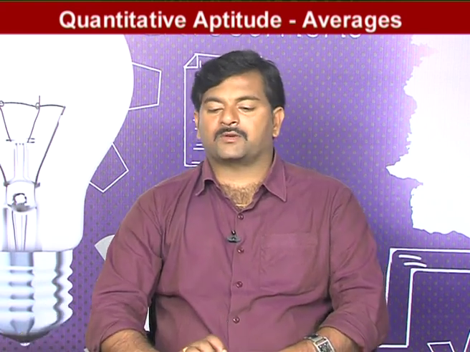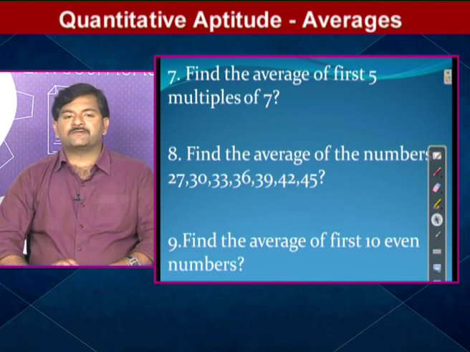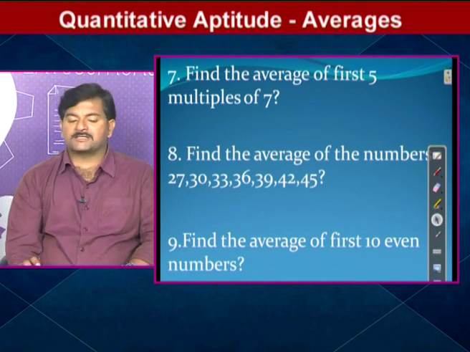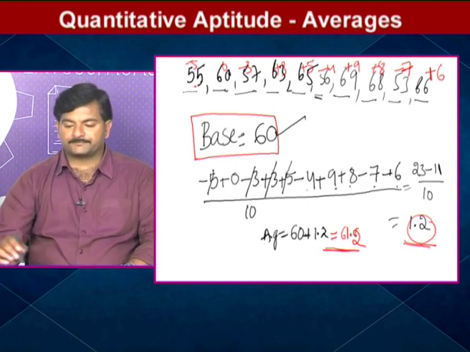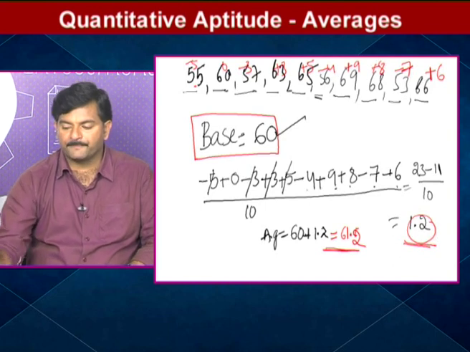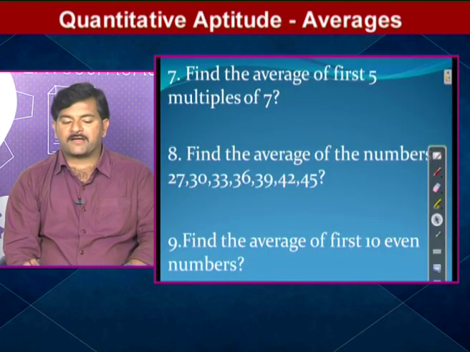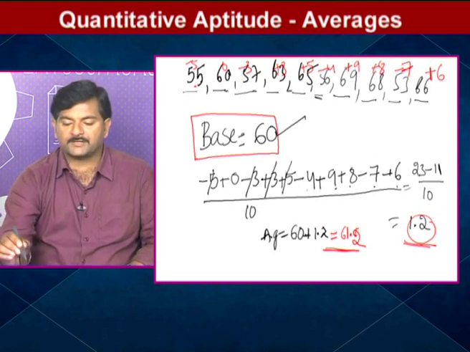I hope you understood. Just focus on 7th question. Find the average of the first 5 multiples of 7. Here I will say something. He asked to find the average of the first 5 multiples of 7, right? First 5 multiples of 7.